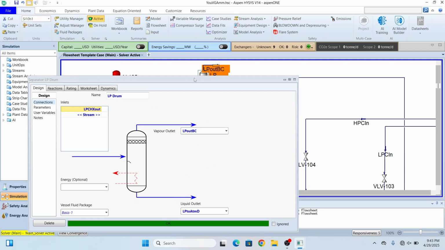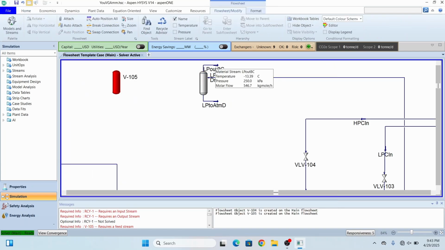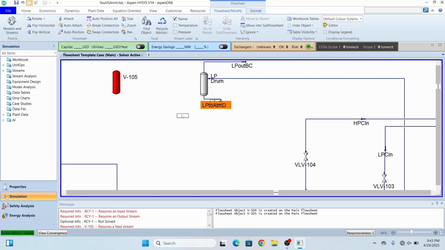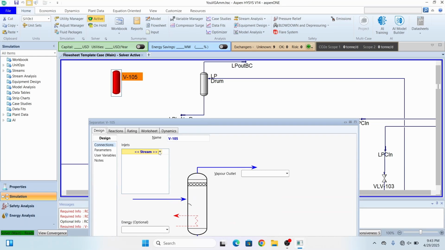So you can see that this drum has also converged. After that, I can rotate its direction. That is good. Now I will go to this drum, and here my inlet stream will be the high pressure heat X out. I can rename it as high pressure drum. You can write the vapor outlet as high pressure out to booster compressor.